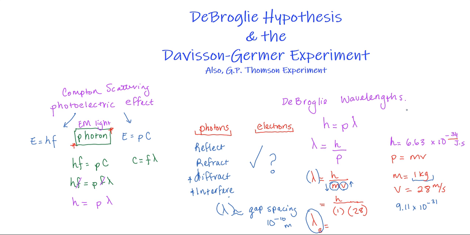So when we come back in the next part of this video, what we want to do is take a look at the experimental evidence for this whole idea that electrons can diffract and interfere.